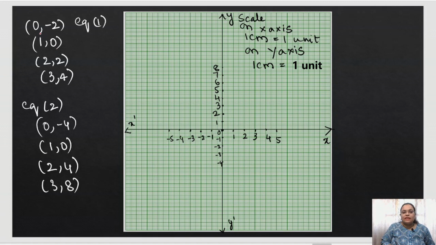So see the points. The first point is 0 and minus 2. So 0 on the x-axis, minus 2 on the y-axis, which is here. The next one is 1 and 0. 1 on the x-axis and 0 on the y-axis, which is here.